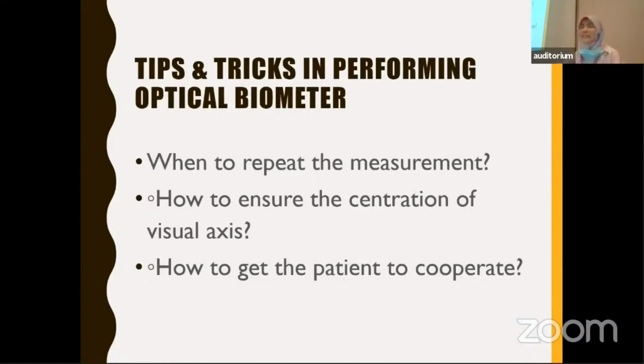This question I take from the NOBC course. So usually we will interface with this condition. So we have to think how we can do the biometry well.